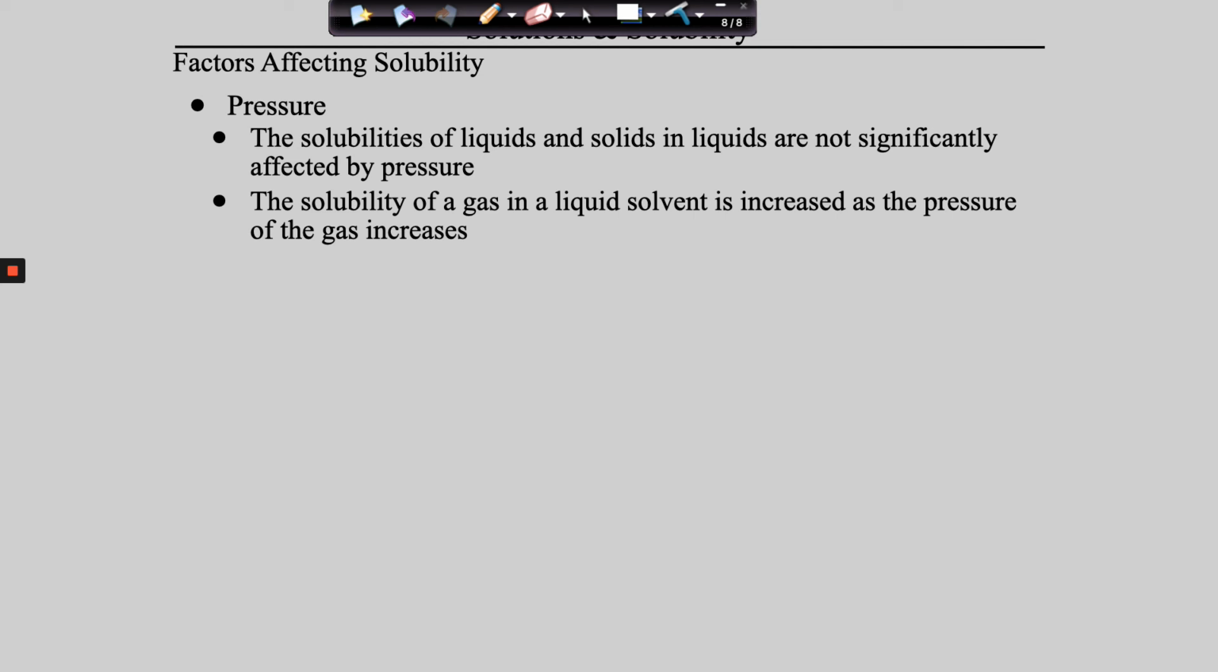So increasing pressure increases solubility of gases. Does that sit okay? You guys okay on that? Okay. Then guys, the other one that we need to know, oh, and by the way, that has a name. It's called Henry's Law. You may see that on the test. But guys, Henry's Law just simply says that if you increase the pressure, you increase the solubility.